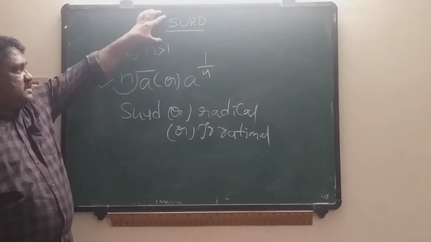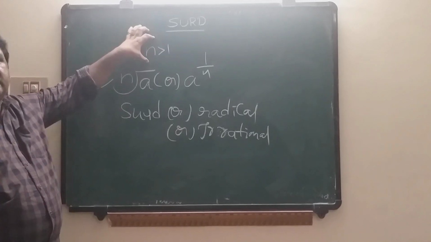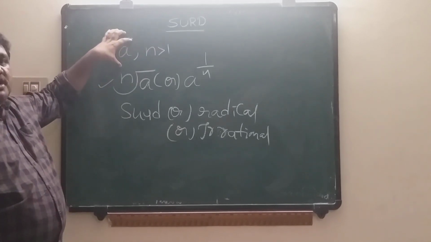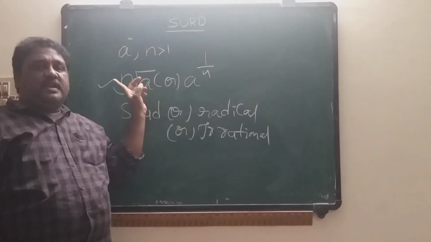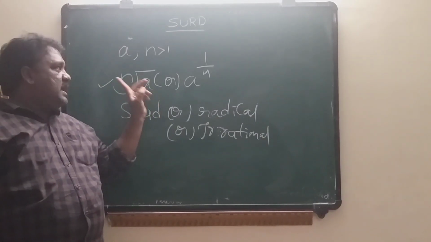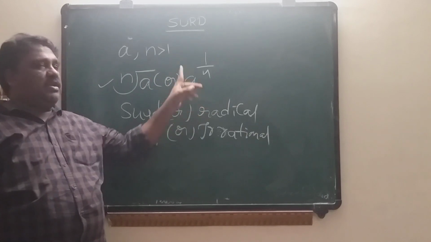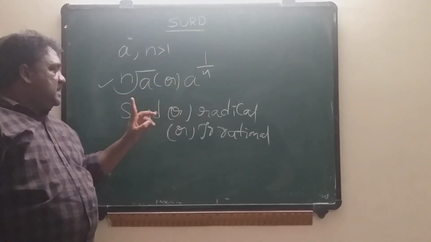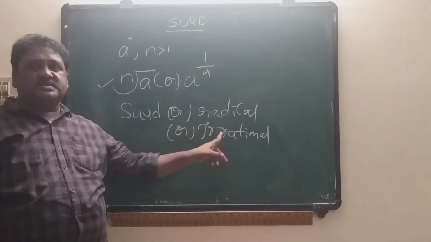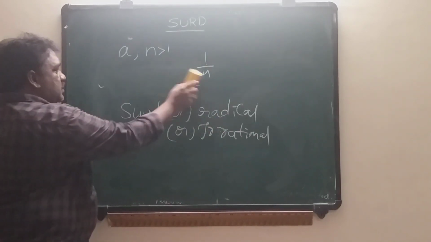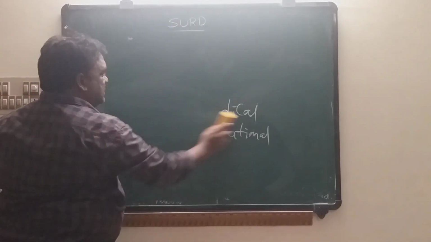So the surd definition is: n value should be greater than 1. A should be a positive rational number which is not the nth power of any rational number. Then nth root A or A power 1 by n is known as surd or radical or irrational number. So nth root A is known as surd.